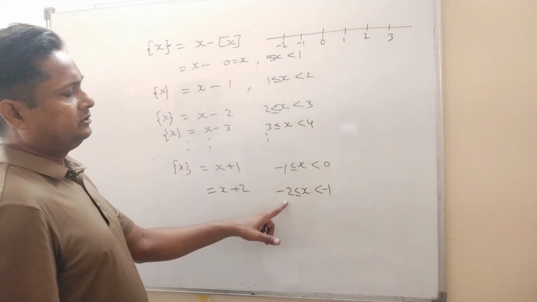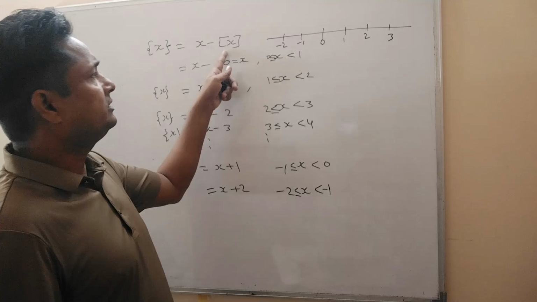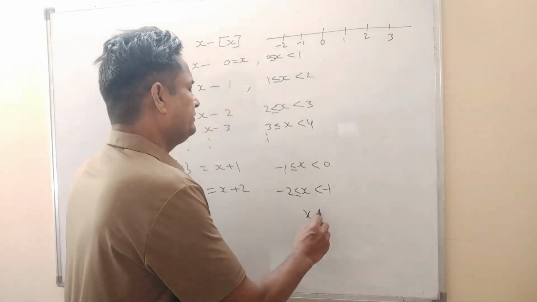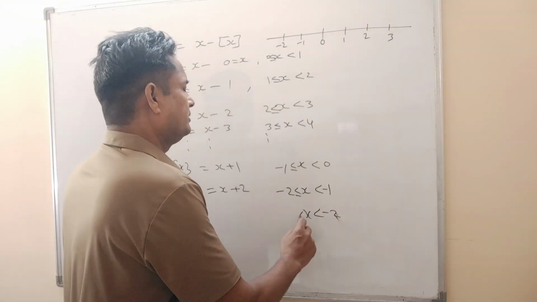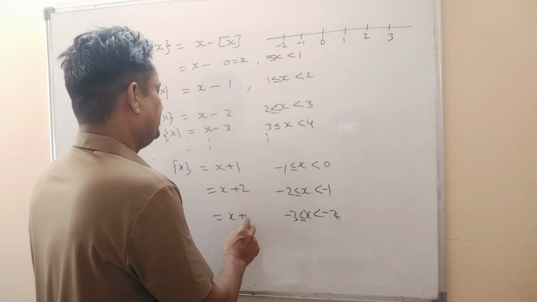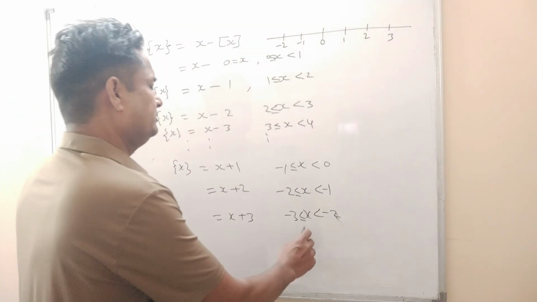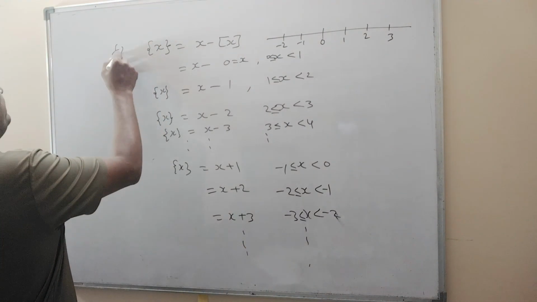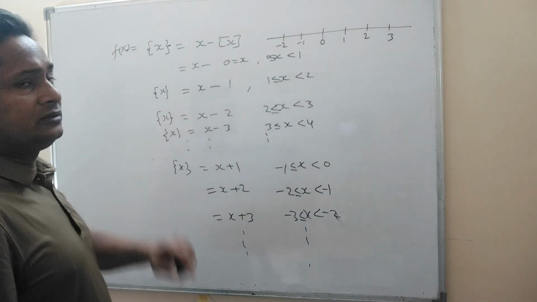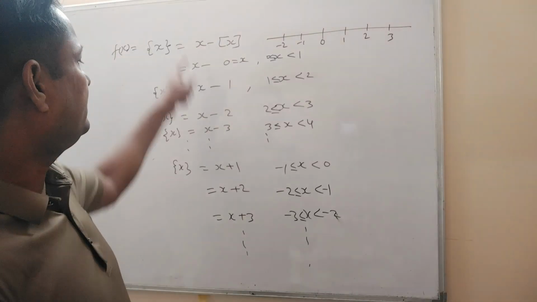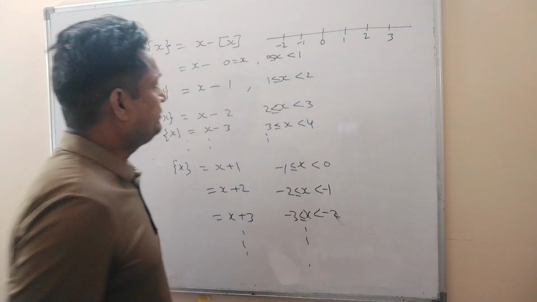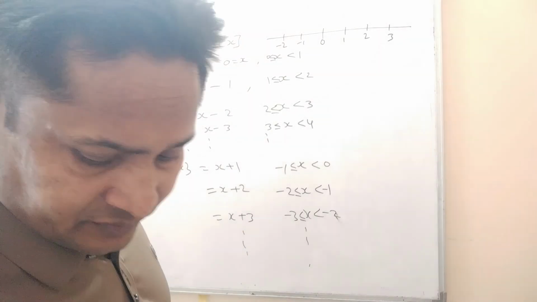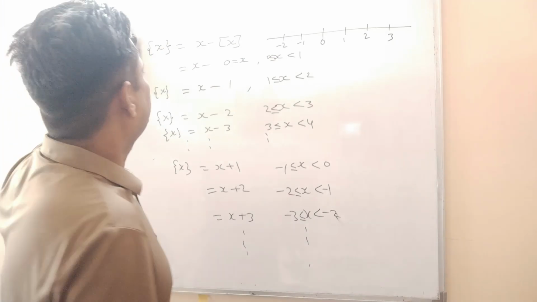x plus 2, because in -2 to -1 the greatest integer x gives the value -2, so this will be x plus 2. Similarly, if you take -3 to -2, this will give you the value x plus 3 and so on. So this is the function. If you take f(x) equal to the fractional function x, these are the values. So in short, if you list these values and draw the graph, what will be the graph of this function? Let us discuss this one.